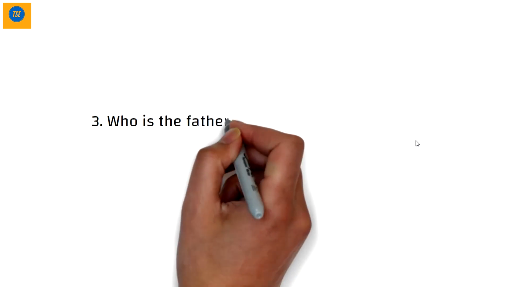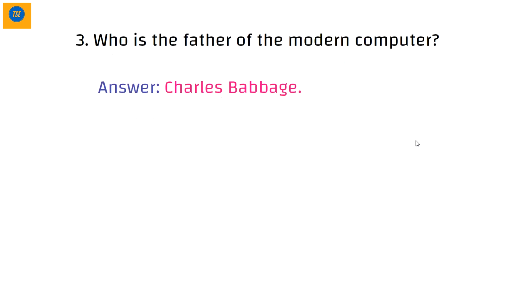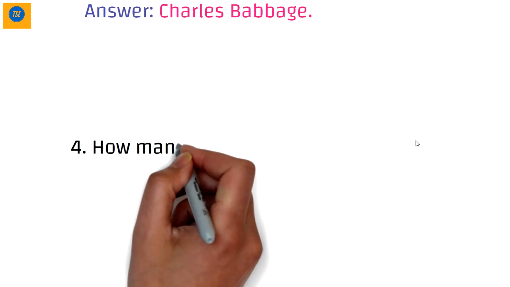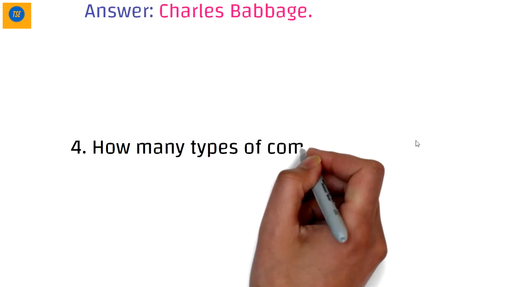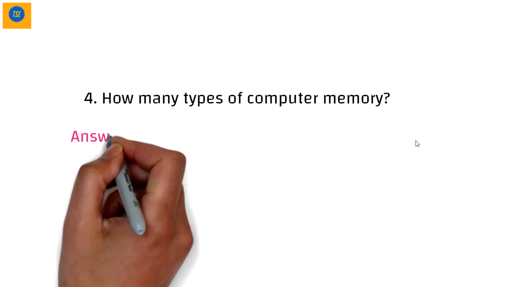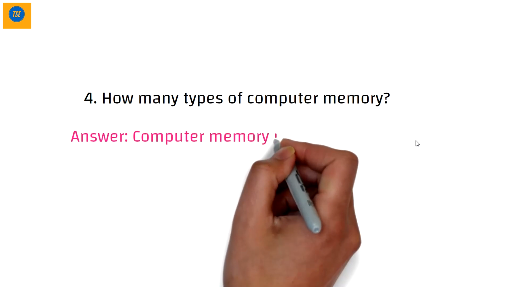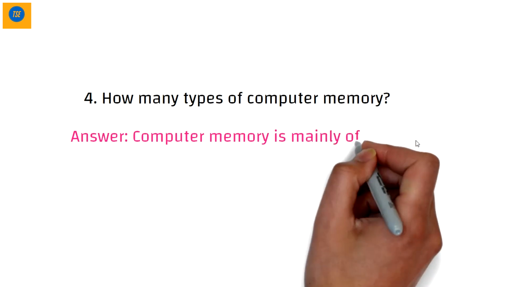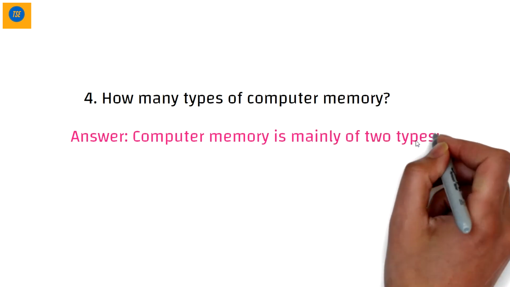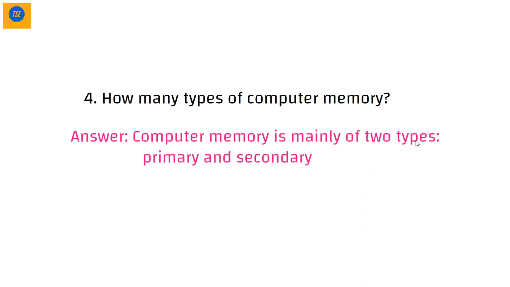Next question. Who is the father of the modern computer? Answer: Charles Babbage. Next question. How many types of computer memory? Answer: computer memory mainly two types. Computer memory is mainly of two types, one primary and another is secondary memory.